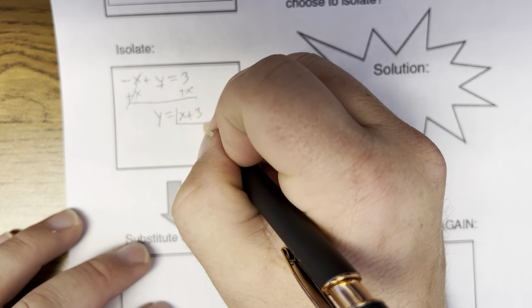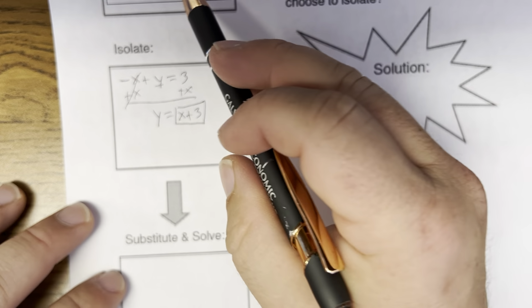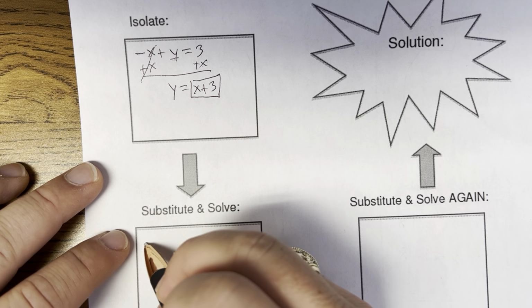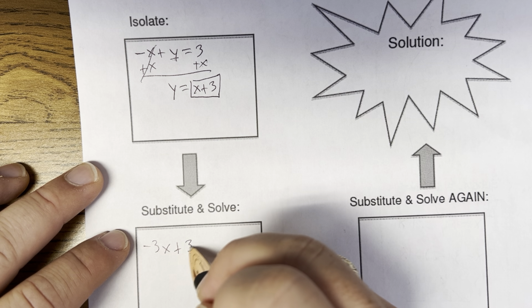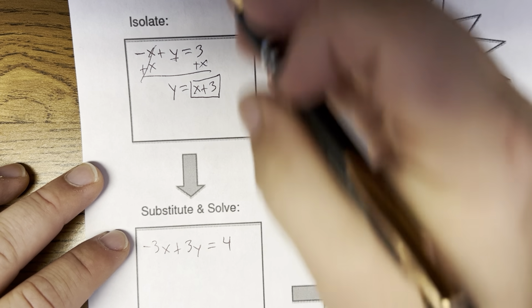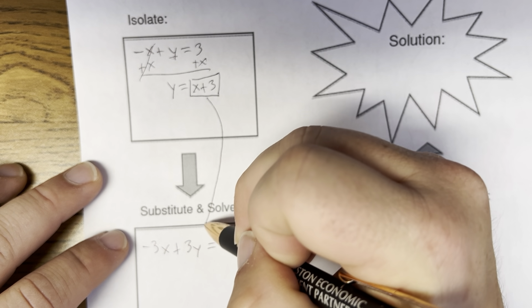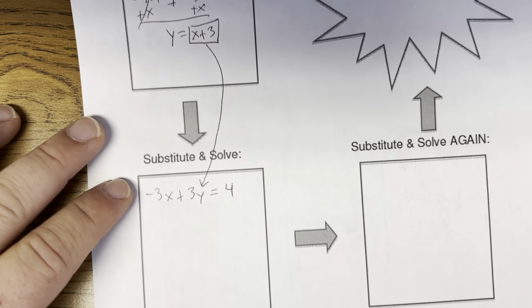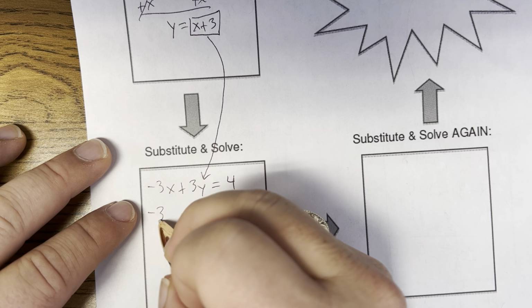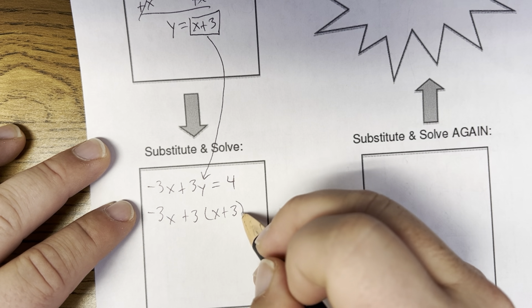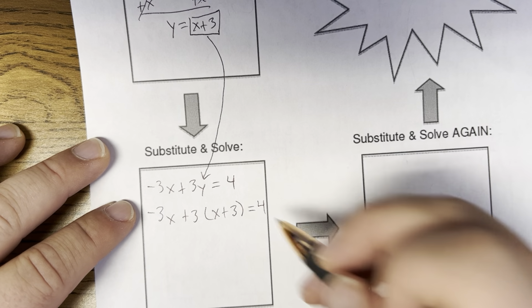All right, so then this box again is equivalent to the y, and since I used the bottom equation, I'm going to put the top equation in the substitute and solve box. So -3x plus 3y is equal to 4. That's the top equation. And then this box is equivalent to my y. I'm going to plug it into my y, and we'll solve for the x. -3x plus 3, in place of the y, I'll put x plus 3 is equal to 4.